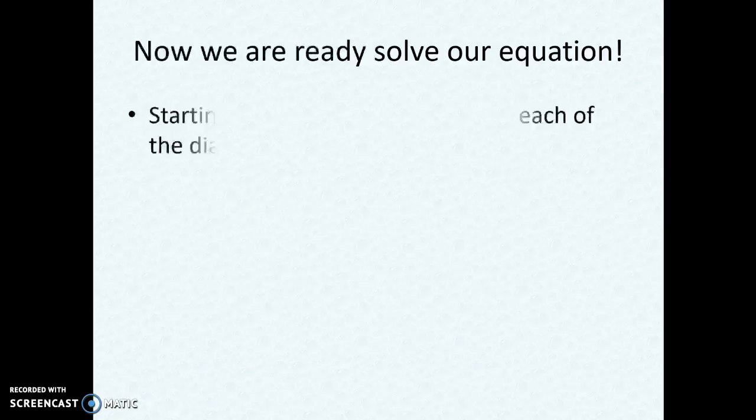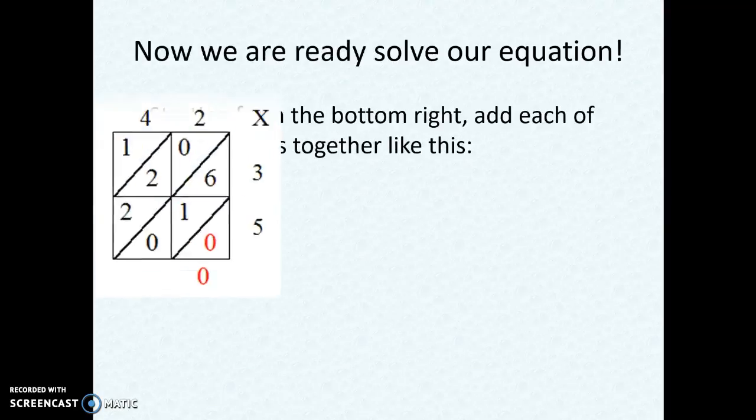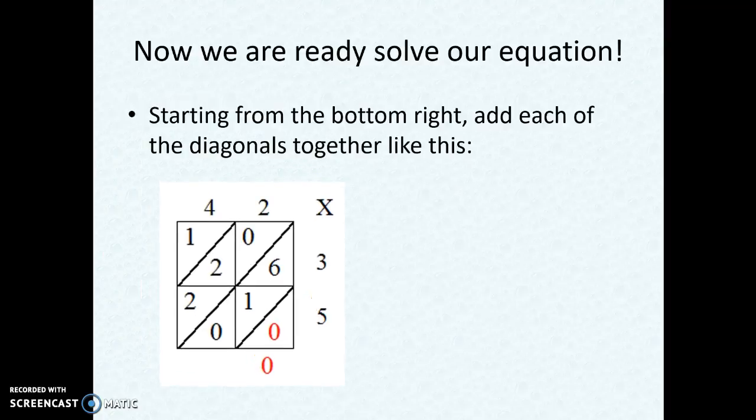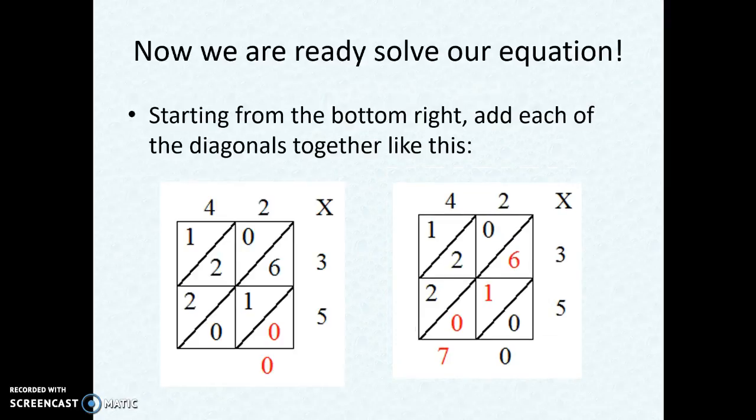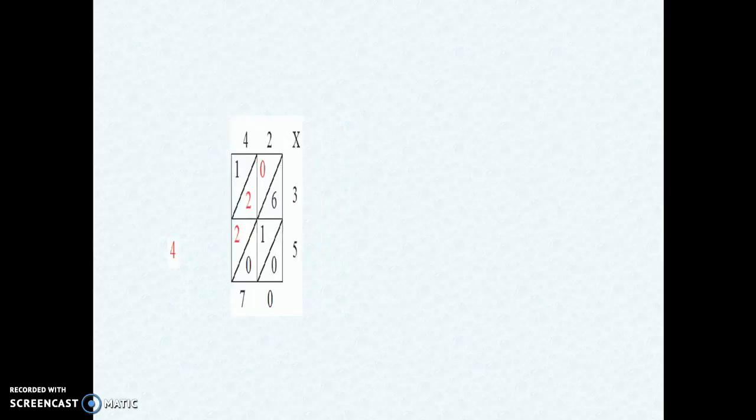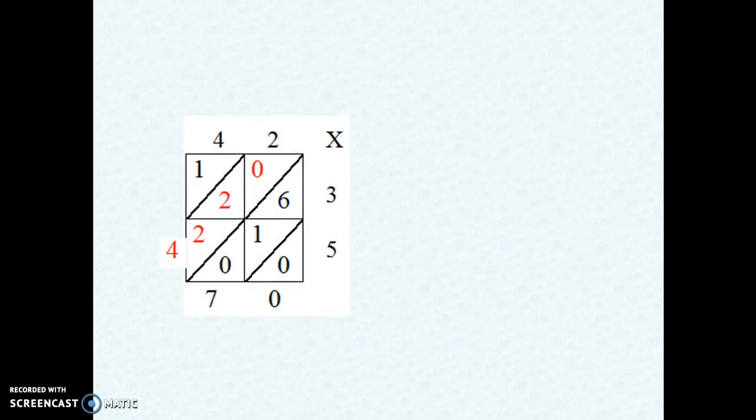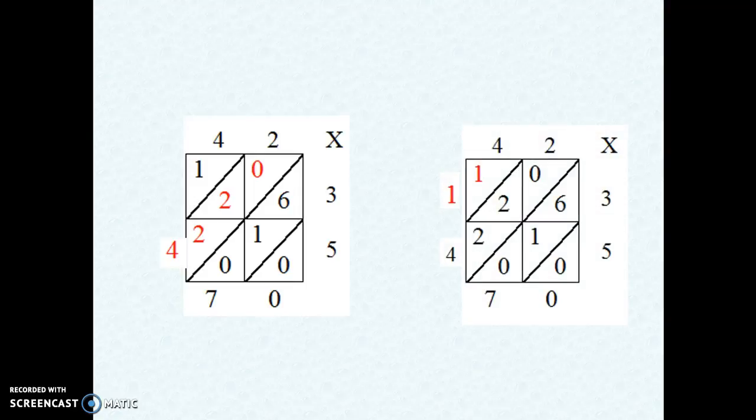All right, so now we're going to actually solve the equation itself. When you're solving the equation, you're going to start from the bottom right, and you're going to add each of the diagonals together from right to left. So for the first one, the first line you're adding together, it's 0. You're only adding the numbers that are in that diagonal line in the boxes. The second one is 6 plus 1 plus 0 equals 7. The third box is going to be 0 plus 2 plus 2 equals 4. And then the final box, 1 plus nothing, obviously, equals 1.